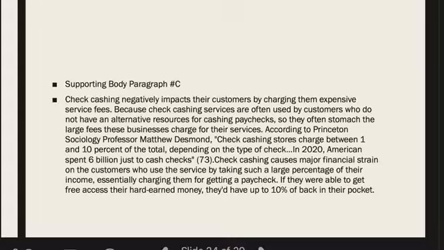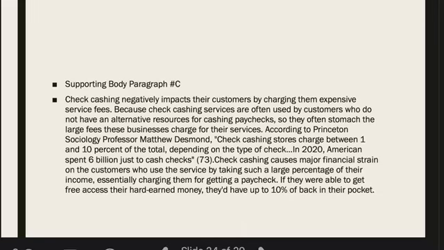Check cashing causes major financial strain on the customers who use the service by taking such a large percentage of their income, essentially charging them for getting a paycheck. If they were able to get free access to their hard-earned money, they'd have up to 10% of that money back in their pocket. Reactions.